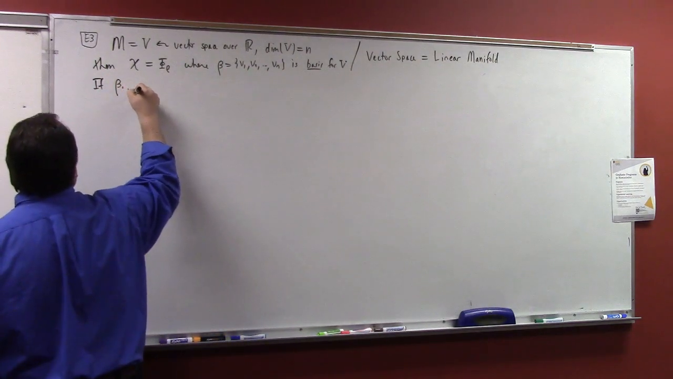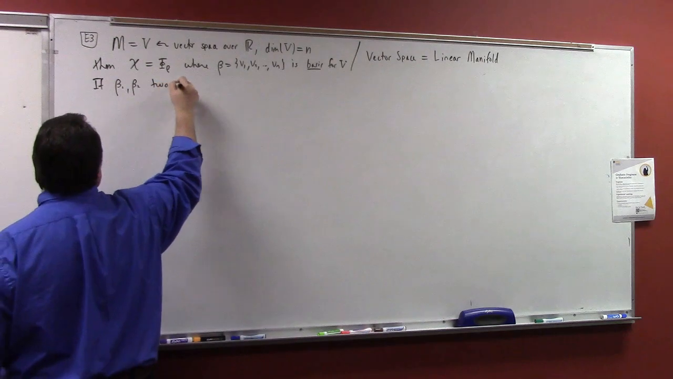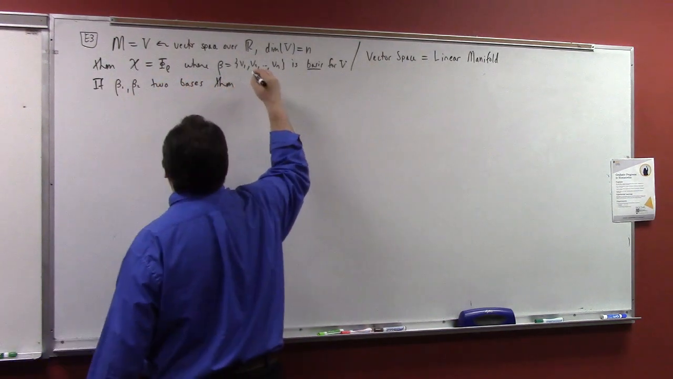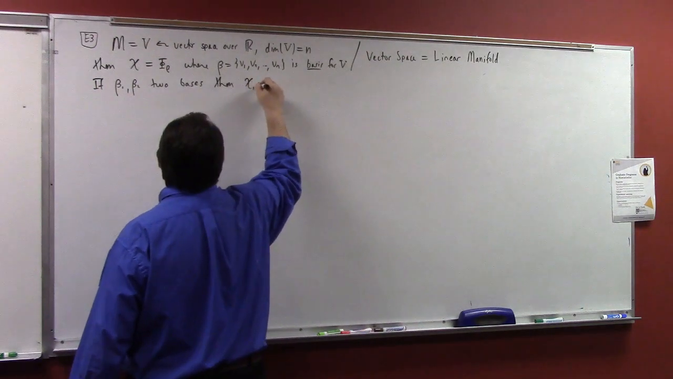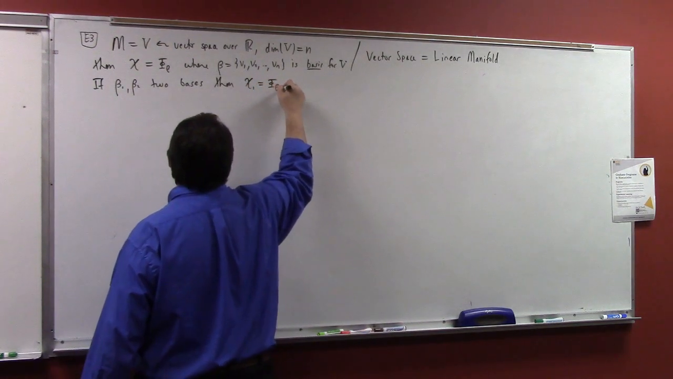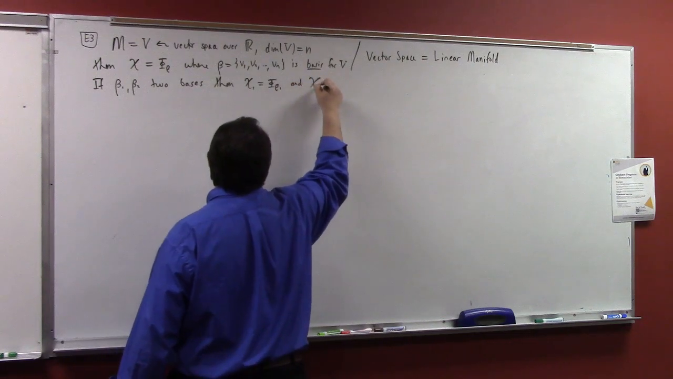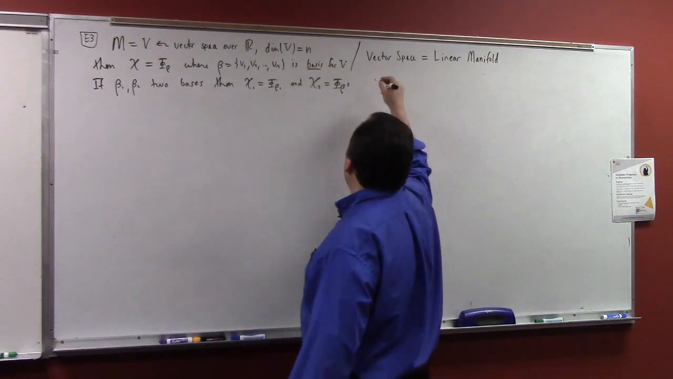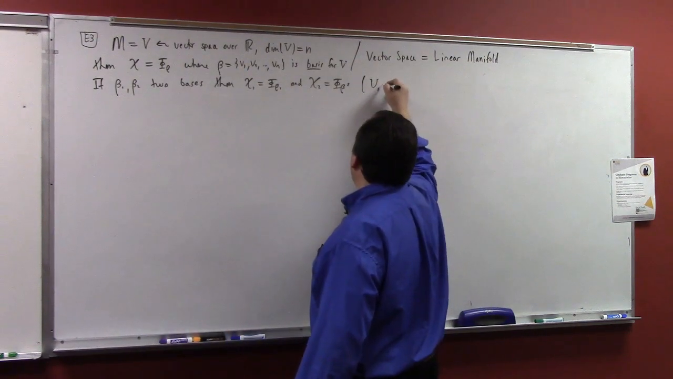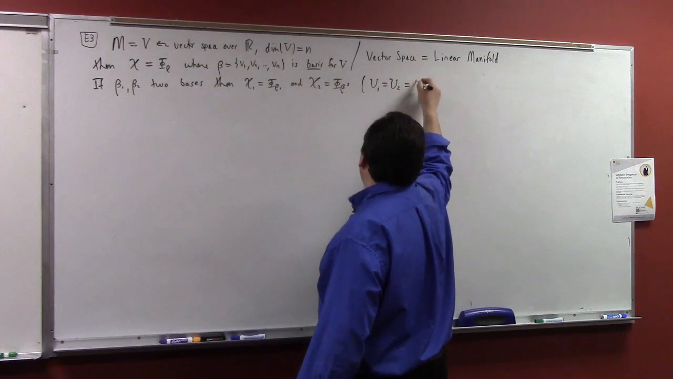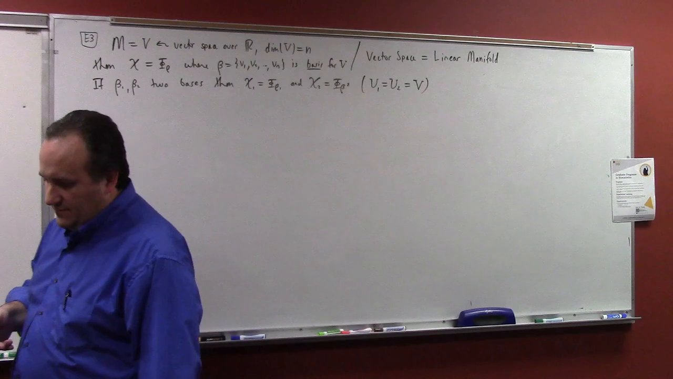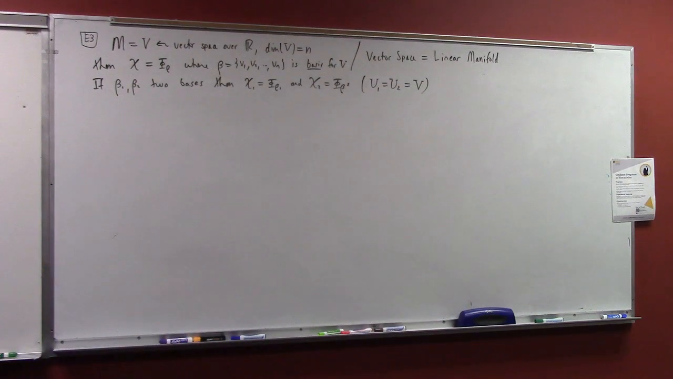And so if we had two different bases, beta 1 and beta 2, then you could define chi 1 equal to phi beta 1 and chi 2 equal to phi beta 2. And so for both, the domain would just be the whole vector space. I'm saying you can make it that. You could make them smaller.